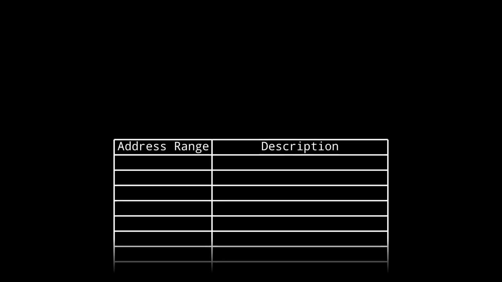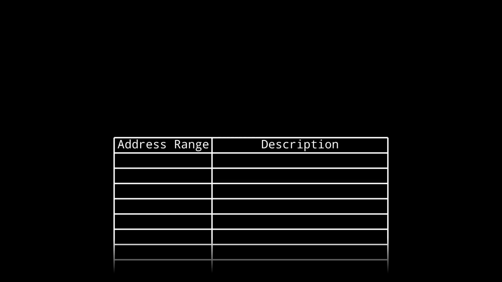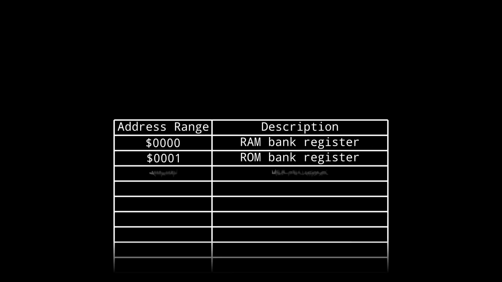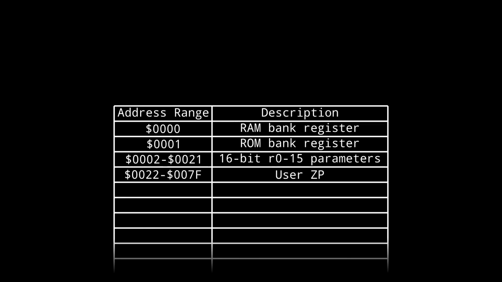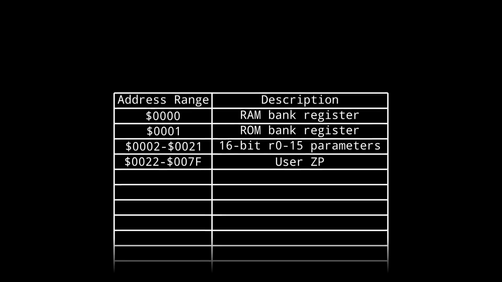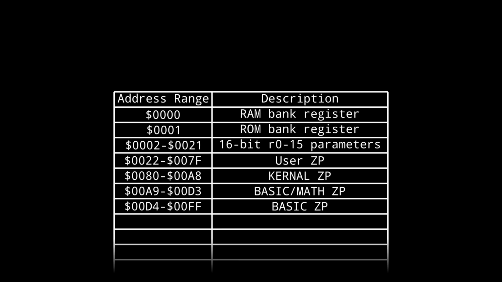The fixed RAM region on the Commander X16 is arranged into the following regions. Addresses 0 and 1 are known as the RAM bank and ROM bank registers respectively. They are addresses in RAM, but they also control the banking logic on the motherboard. Addresses 2 through 21 hex are set aside for parameter passing to certain kernel functions, but they're also available to user programs. 22 through 7F are dedicated to user programs. 80 through FF are used by the kernel and BASIC, including the floating point math library.